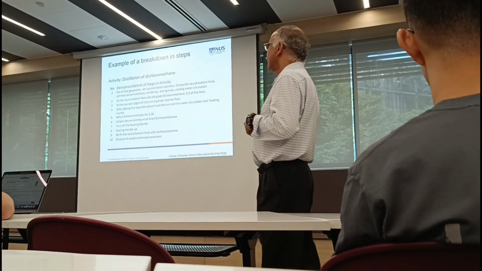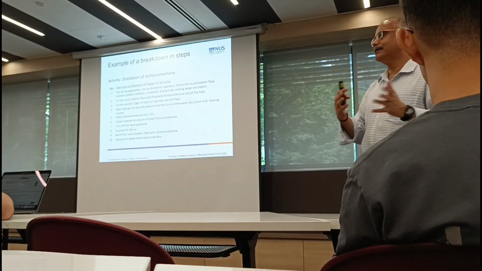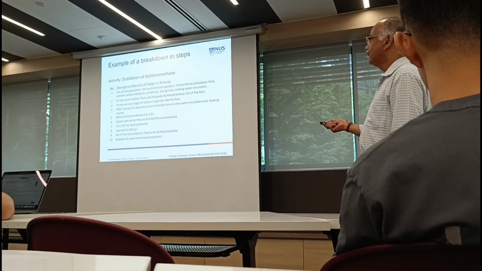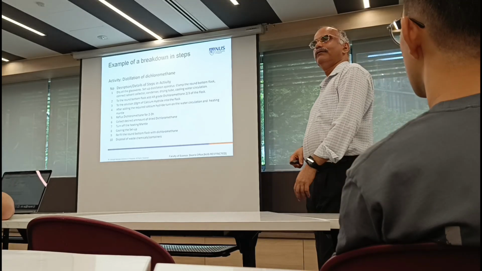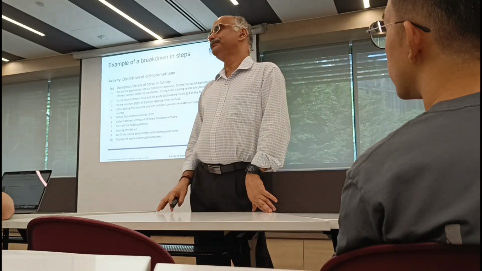Yeah? And that's what we look at, the hazards and risks. To the round bottom flask, add AR-grade dichloromethane, 2/3 of the flask. Yeah? What can go wrong in that step?